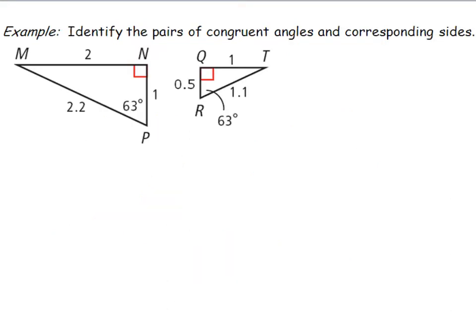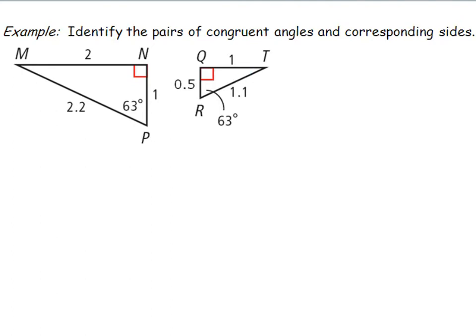So in this example, we're going to identify the pairs of congruent angles and corresponding sides. We are indeed working with two similar figures. I should probably tell you that. And if you're not quite sure, you can always go through the test and make sure by showing that the corresponding angles are congruent and the corresponding sides are proportional. If you look at it, MN corresponds to TQ, and they're in a ratio of 2 to 1. TR and MP are in a ratio of 2 to 1, and NP and QR are in a ratio of 2 to 1. So the ratios are fine for my corresponding sides, and my angles are indeed congruent.